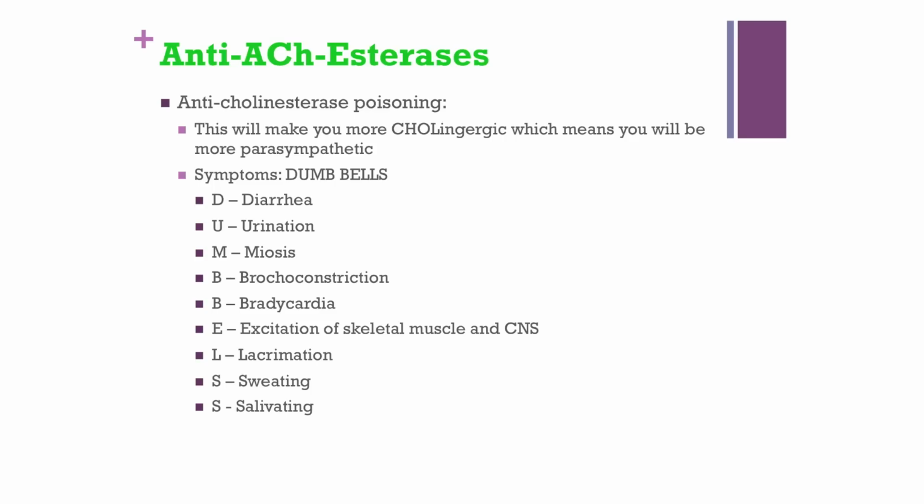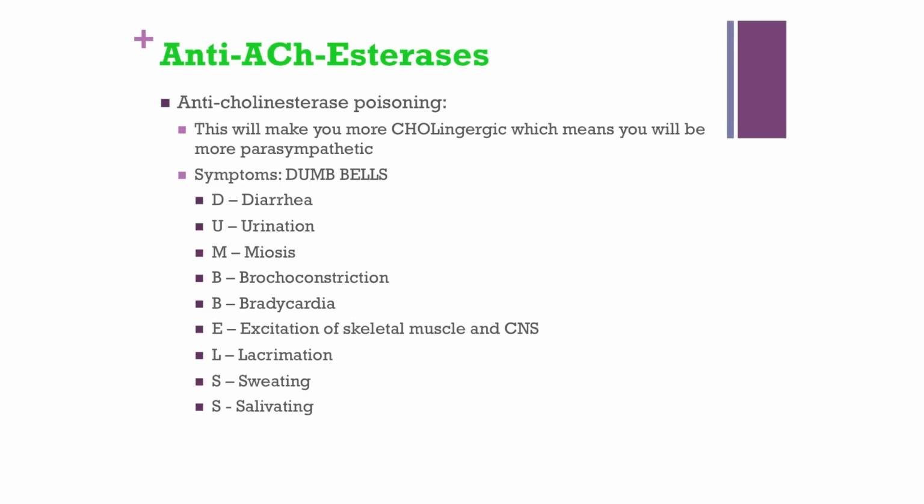And what receptor is responsible for that? M2. M2, because M1 is in the brain, M2 is in the heart, and M3 is everywhere else. E, excitation of skeletal muscle and CNS. Lacrimation, sweating, and salivating. Dumbbells. D for diarrhea, U for urination, M for meiosis, B for bronchoconstriction, B for bradycardia, E for excitation of skeletal muscle and CNS, L for lacrimation, S for sweating, S for salivating.